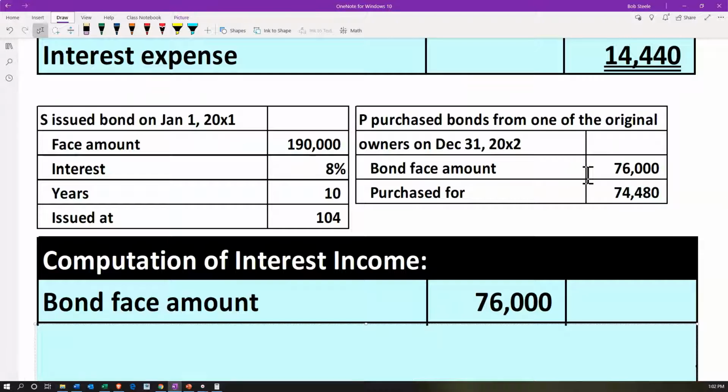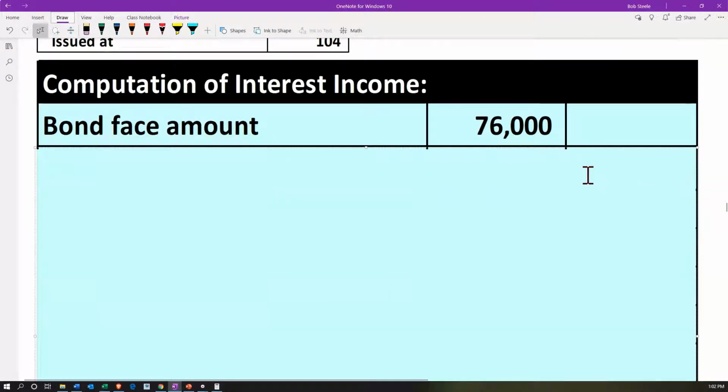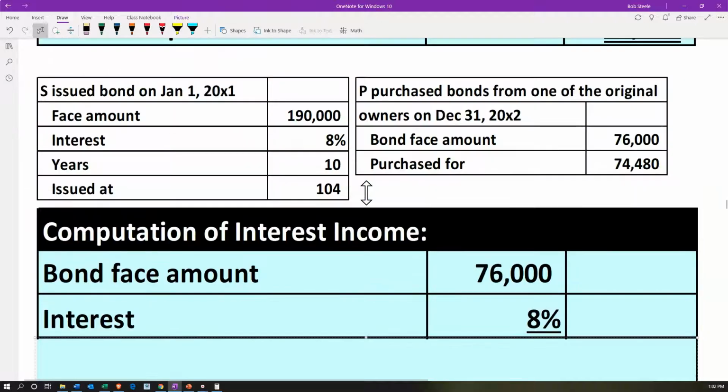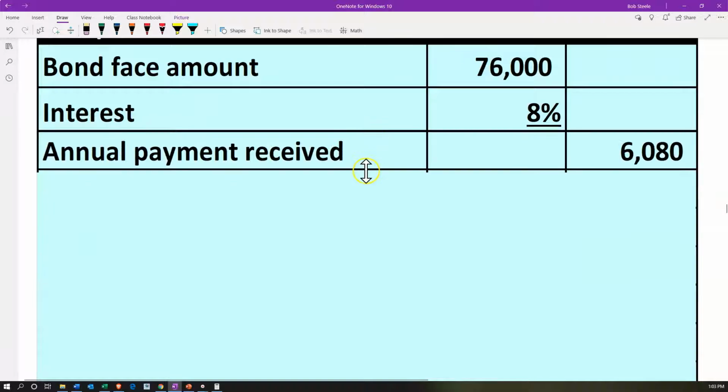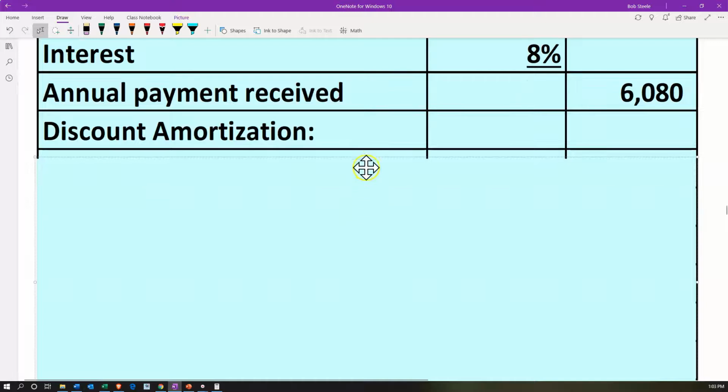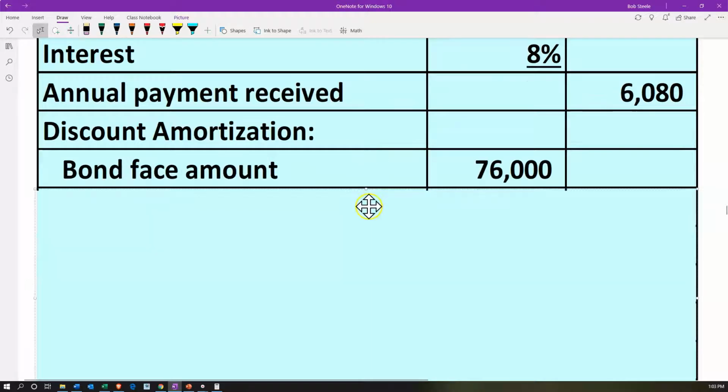Therefore, they're going to record it on their books as a discount. So they got the face amount of the 76,000. The interest rate is still that 8%, so they're going to be getting 8% on the bonds that they have. The annual payment received is then 6,080.